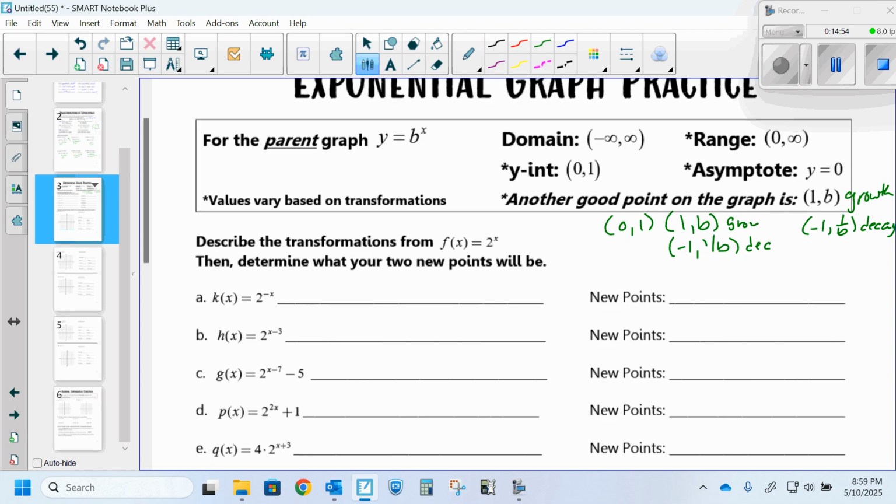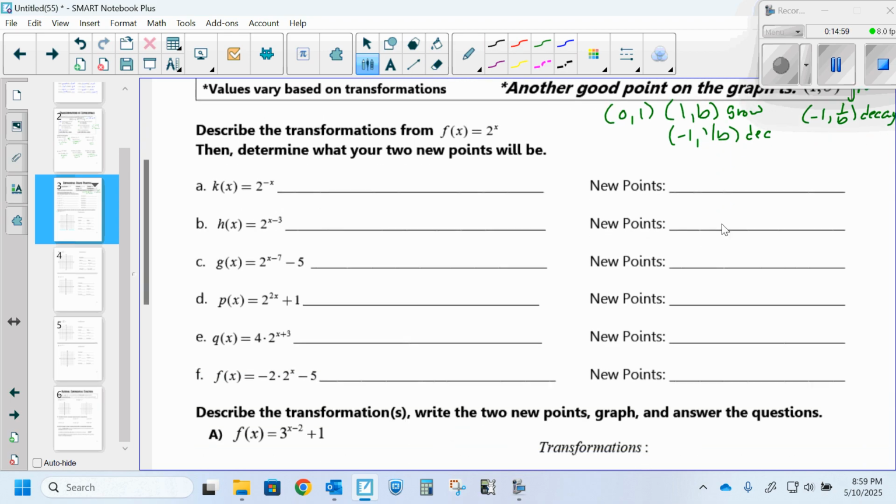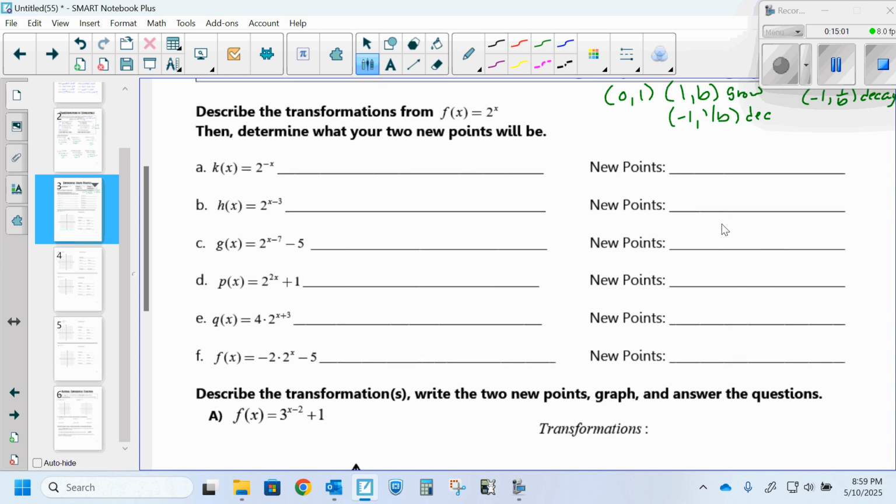Okay, let's go ahead and get started. So what we're going to do is we're going to describe the transformation first. We're going to use the parent graph b to the x for all of these. And then we're going to decide what our 2 points on our graph are supposed to be. All right, here we go.